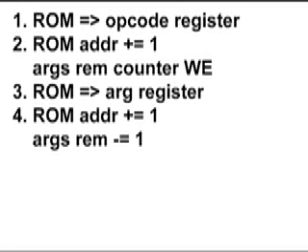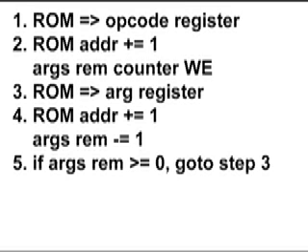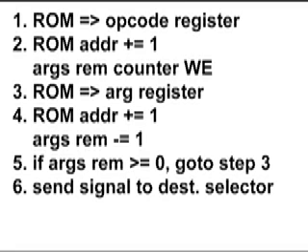4. Increment the ROM address counter and decrement the argument's remaining counter. 5. If the argument's remaining counter has not decremented below 0, go back to step 3. If the last step was not executed, all the arguments have been loaded. 6. Send a signal to the destination selector to execute the current command.